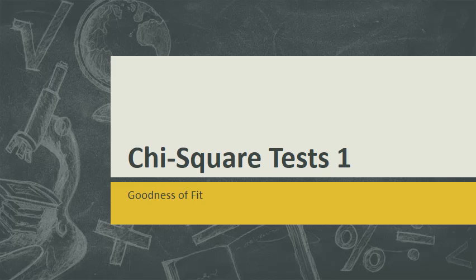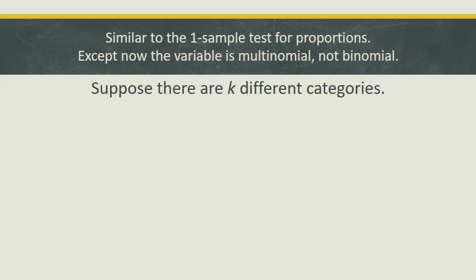Okay, this week's videos are about other specific uses for the chi-square distribution. So far, we've only used this distribution for one sample variance test, but it is far more useful than just that. And the chi-square tests that you see this week are very commonly used in statistical analysis. The first chi-square test we'll look at is called the goodness of fit test.